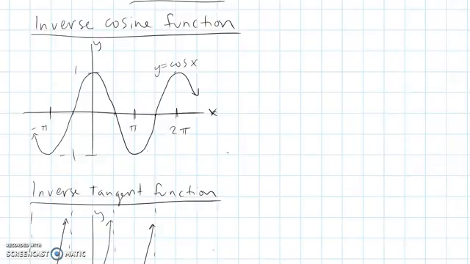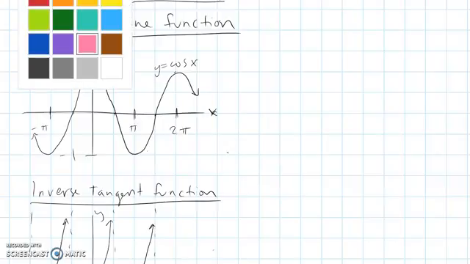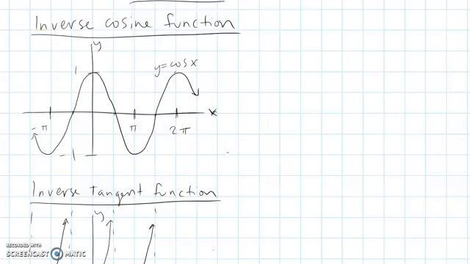Okay, so if we look at the cosine function and we go between 0 and pi on it, we can see that that creates a one-to-one function, right? Just the part between 0 and pi. So that's where we're going to define our inverse cosine.